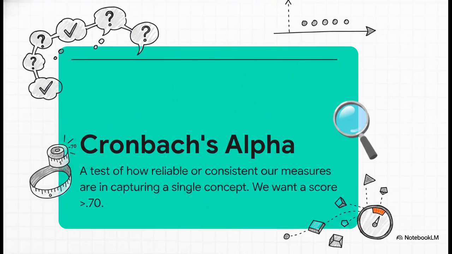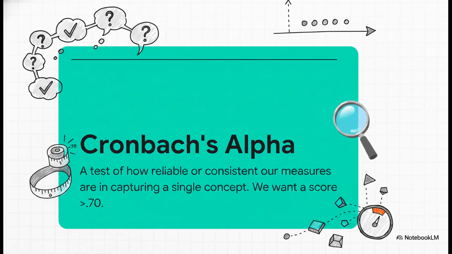And for that, we use a test with a pretty great name: Cronbach's alpha. Now don't worry about the crazy math formula behind it. All you need to know is that it spits out a score between 0 and 1, and that score tells us how well our questions hang together. And the general rule of thumb in the social sciences is that we want to score above 0.70.